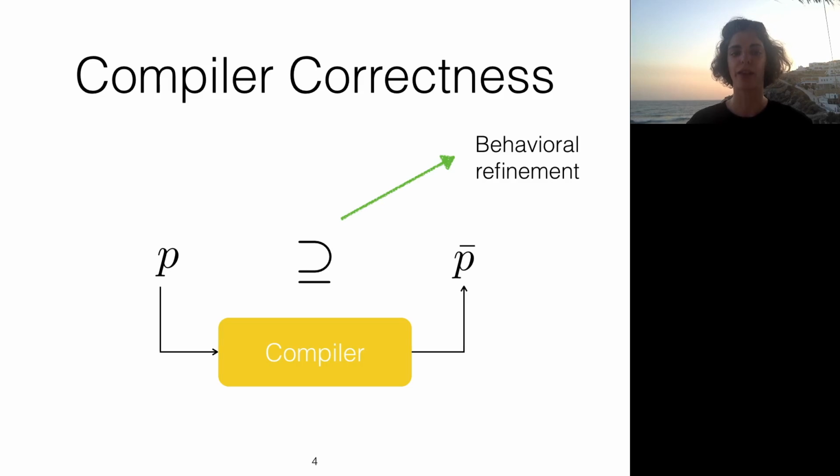Generally, to verify the correctness of a compiler, we prove that when a whole program is compiled by the compiler, the behavior of the target program refines the behavior of the source. This specification asserts that every behavior of the compiled program, P bar, is a valid behavior of the source program, P. But in this specification, we have assumed that the source program is a closed, standalone program. This is hardly ever the case, as most real-world programs consist of components that are compiled separately and linked at the target level.